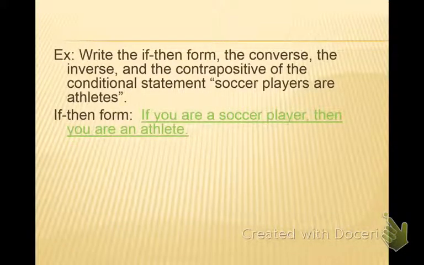Okay, hang on a minute. A little less ambiguous, right? What do we need then? We need the converse. How about the converse of this statement?